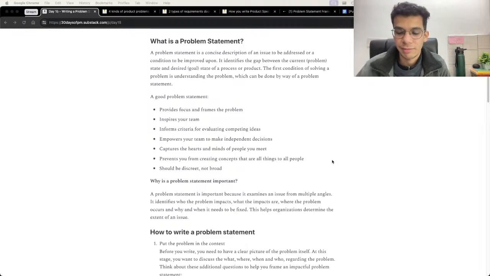So try within your problem statements to have focus, frame the problem well. You can describe it around a persona, around a use case, or around certain behavior, and help paint the picture of what exactly the problem is and when the problem even actually arises, right?